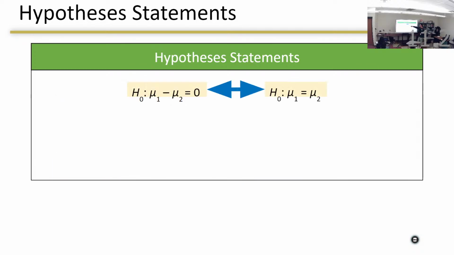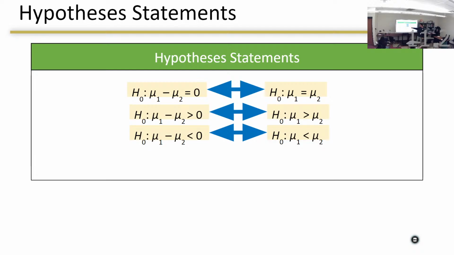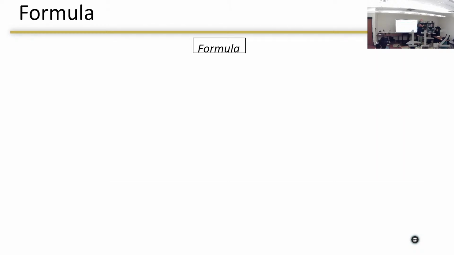Again, I told you guys, the book will write it like this. If I'm going to write it, I'm going to write it like this. It's just easier for me to say, hey, mu1's bigger than mu2, or mu1's less than mu2. It's a little bit harder for me to see that over here. Again, they don't care. Just want to make sure you guys are aware of it.